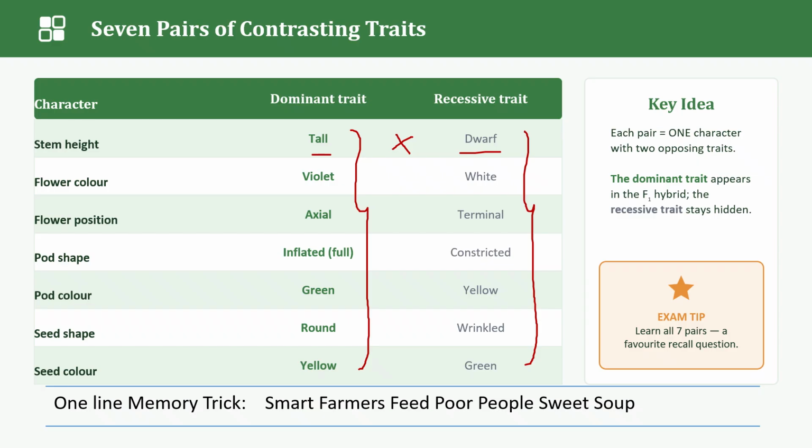Here I have given you a one-line memory trick: Smart farmers feed poor people sweet soup. These are the characters. The starting letters: S represents the stem height, this is the flower color, and this is the flower position. This is the pod shape and this is the pod color. This is the seed shape and this is the seed color. Children, don't forget, easy to remember: Smart farmers feed poor people sweet soup.